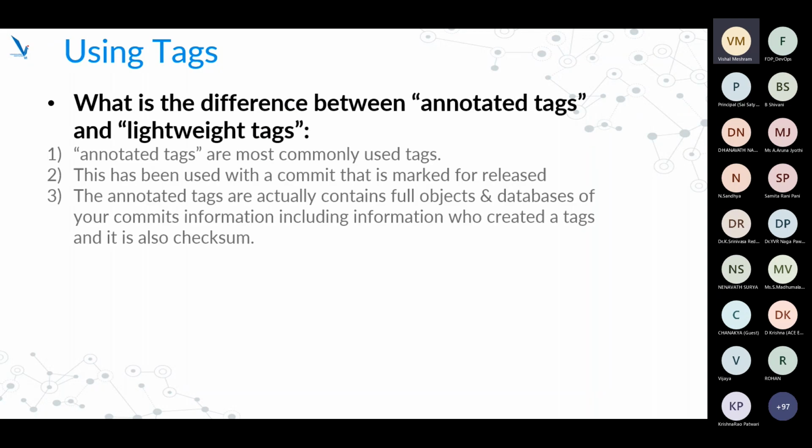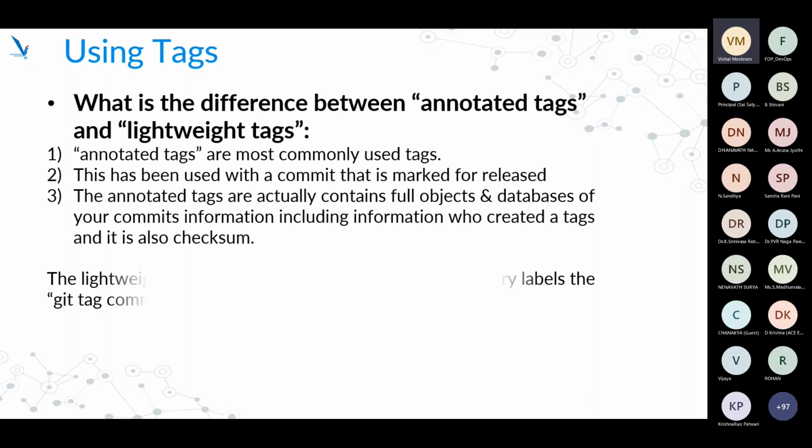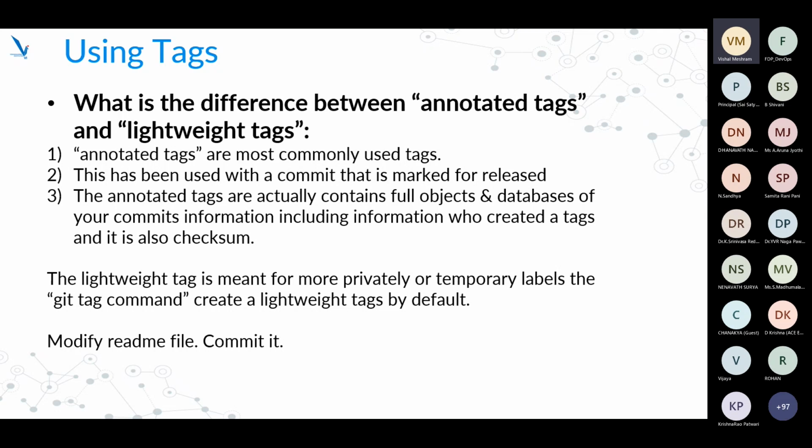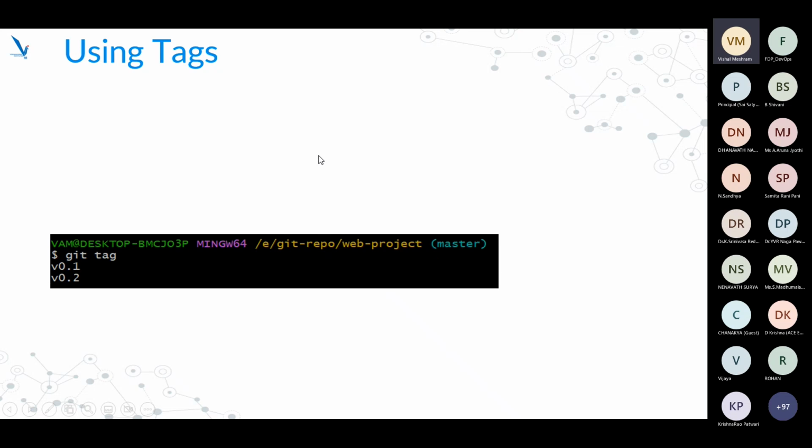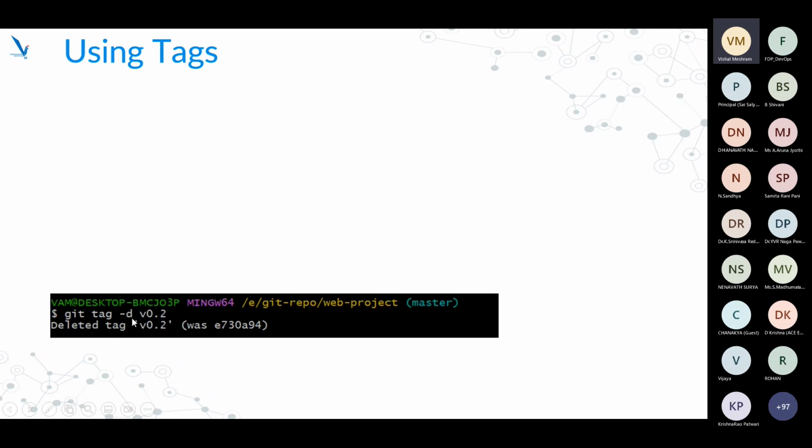The other is the lightweight tag. Without -a, if you give the command like this, git tag v0.1, that is called a lightweight tag. Again, this is for information only. I am going to cover the more important part. Now I have created two tags, v0.1 and v0.2, and you can delete tags by using the -d option. git tag -d v0.2 will delete your tag.